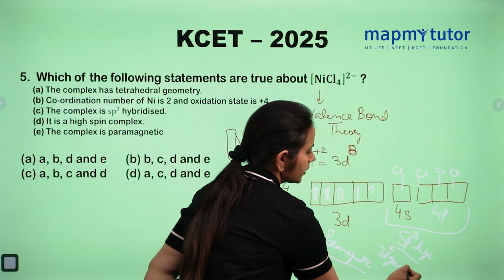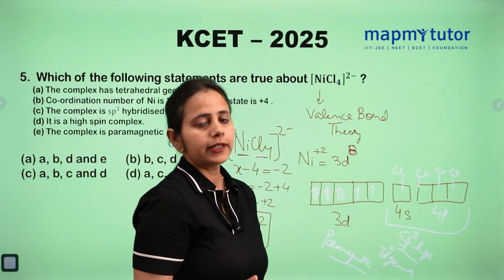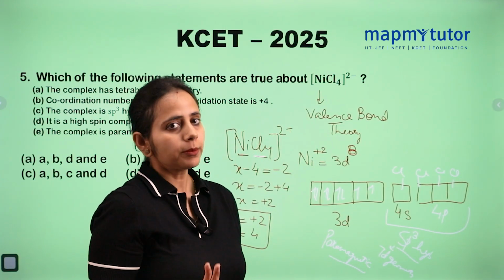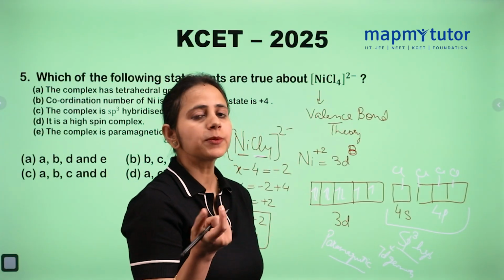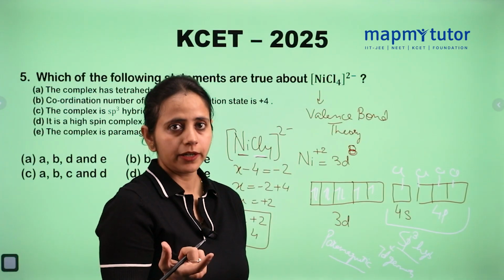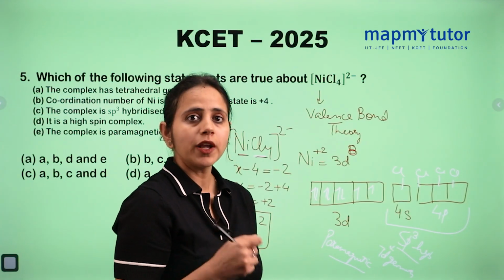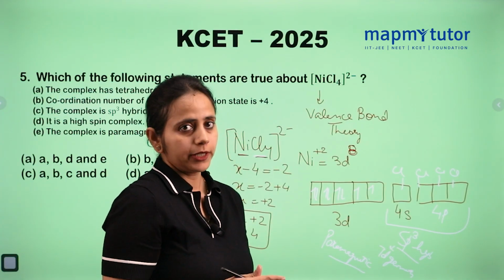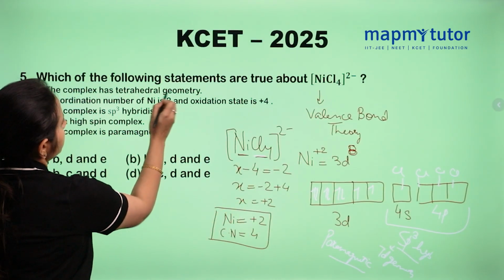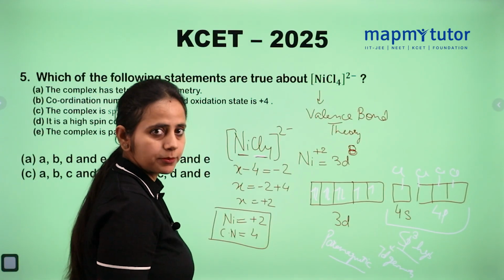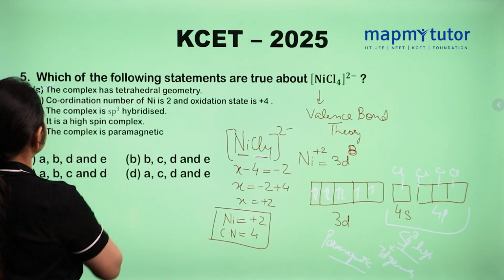Because 4 ligands are there. With 4 ligands, either it can be tetrahedral or square planar. Only 2 options are there. And here the hybridization that came out is sp3. sp3 means tetrahedral. If it comes out dsp2, that is square planar. So now let's see the options. The complex has tetrahedral geometry. Very right. The complex comes out tetrahedral. So this is the right option.